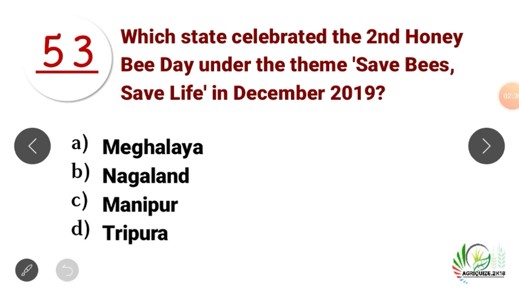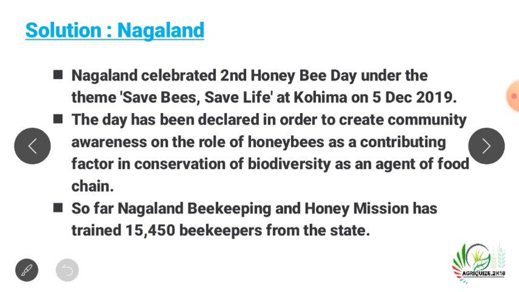Question number 53. Which state celebrated the second Honeybee Day under the theme Save Bees, Save Life in December 2019? Option B is correct, Nagaland. Nagaland celebrates second Honeybee Day under the theme Save Bees, Save Life at Kohima on 5th December 2019.